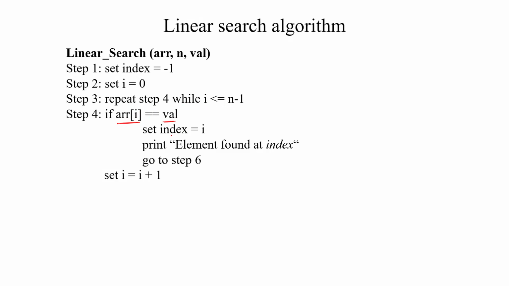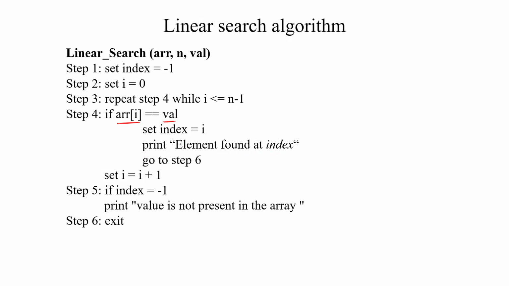Then what will we do? Then I will set the index equal to I because we want to print that index. So print "element found at index". Then we will go to step number 6. So what is step number 6? Step number 6 is exit, because here we found the element.